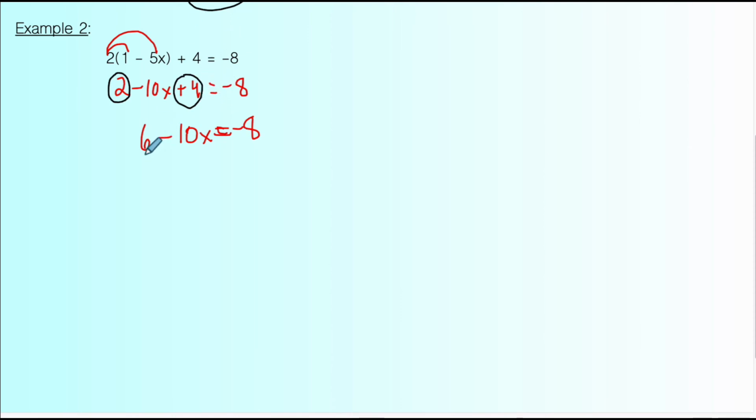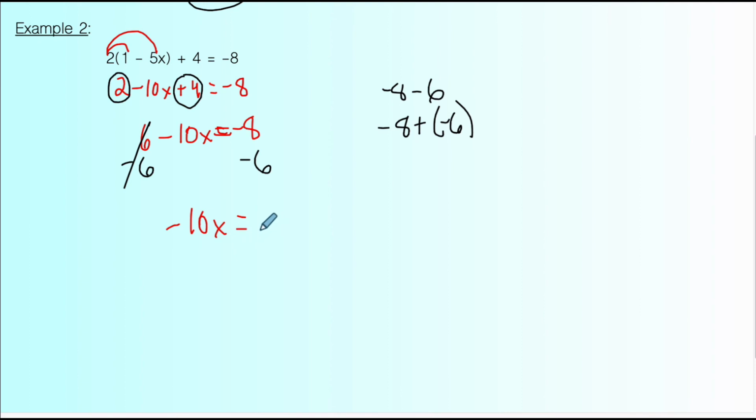And now I can solve a little bit easier. How do you get rid of positive 6? Well, I need to subtract 6. 6 minus 6 is 0. That gets rid of that there. Whatever you do to the left, you do to the right. Negative 8 minus 6, I'll write that over here, is the same as negative 8, add the opposite. So add negative 6. So it's negative 8 plus negative 6, which is negative 14. So I've got minus 10x is equal to minus 14.